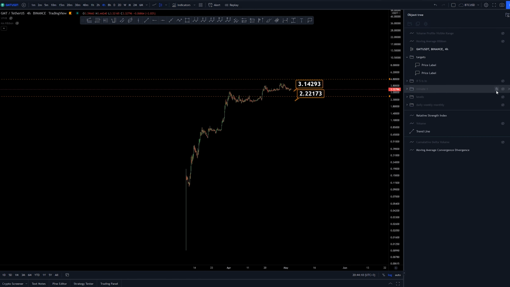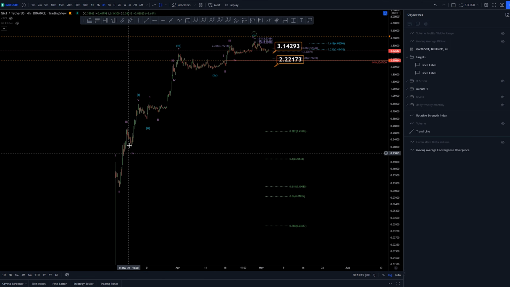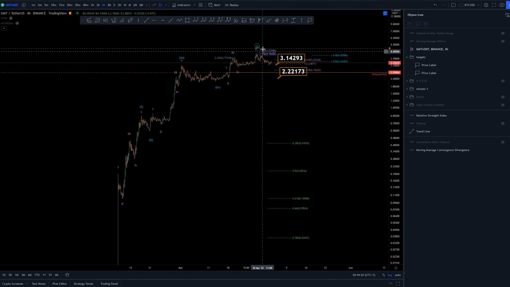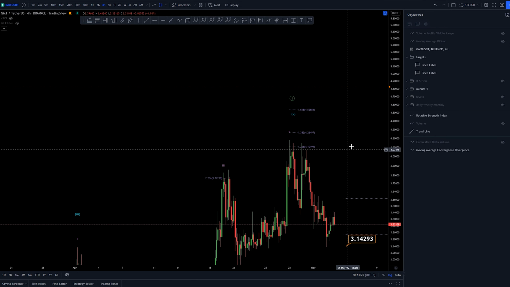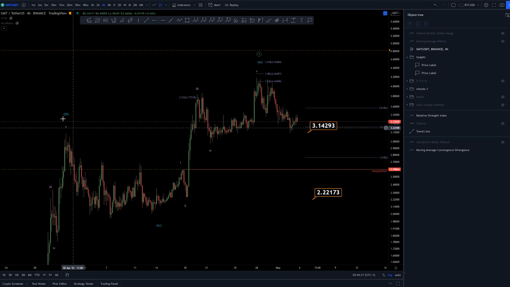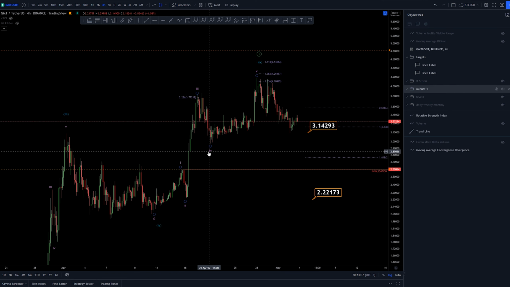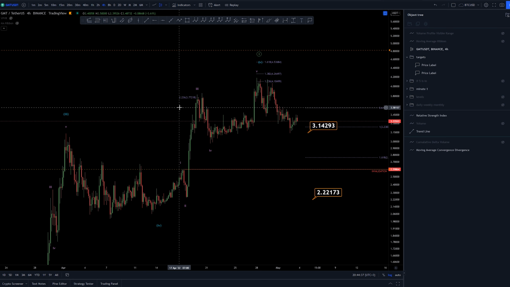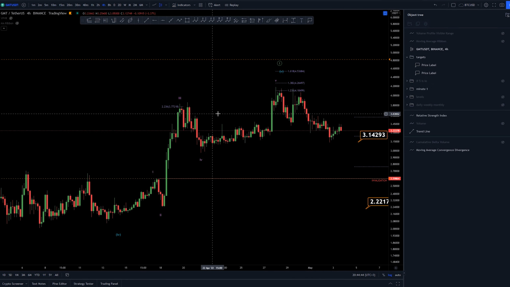So let's start with this possibility 1, where we have a possible 1, 2, 3, 4, 5 into 1, 2, 3, 4, and currently making the 5th here. Now I've labeled this as the 3rd, 4th, and created sub-minuette 1, 2, 3, 4, 5. Third goes above the 1.618, comes down to the 2.236, which is usually the target for the 5th wave.